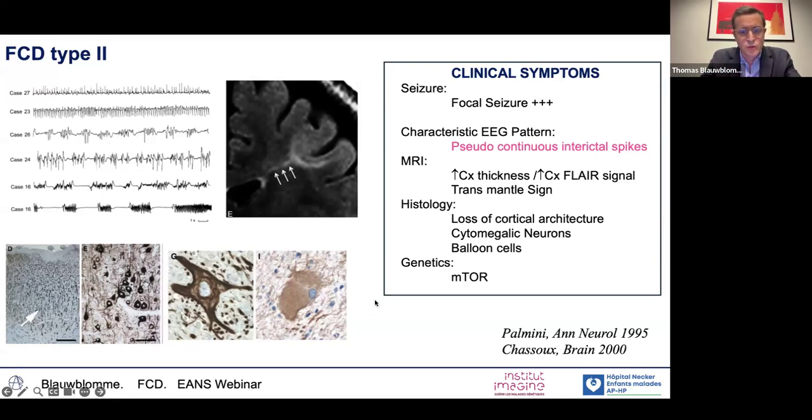Looking at histology, the hallmark of FCD type 2B is that you have abnormal cells, cytomegalic neurons, which are very large neurons associated with cells that have both a neuronal and astrocytic phenotype, which are called the balloon cells, and which are the hallmarks of FCD type 2B. And what is interesting is that if you use immunostaining for phospho-S6, S6, these lesions will stain very densely for phospho-S6, which is a hallmark for the mTOR activation, because these FCD type 2B are secondary to mTOR somatic mutation in the brain.